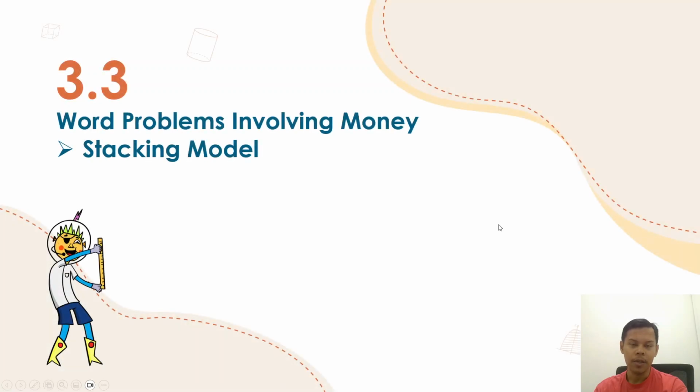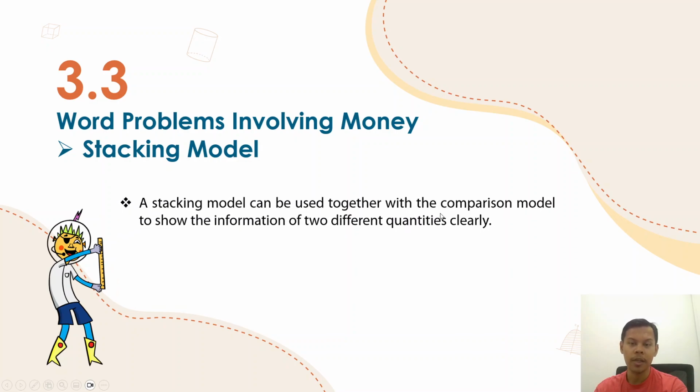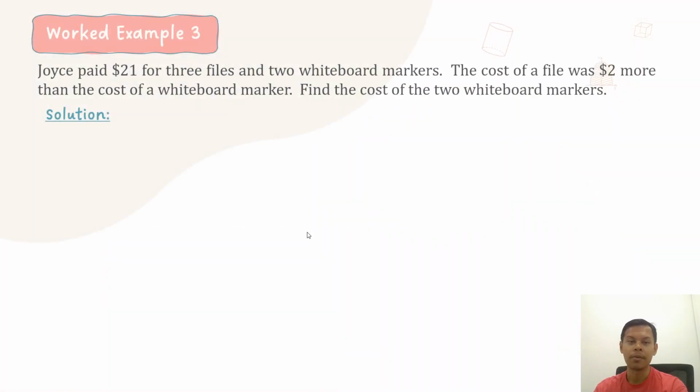Alright, next one, the last part that we are going to learn, which is the stacking model. A stacking model can be used together with the comparison model to show the information of two different quantities clearly. Alright, let's read the example here. Joyce paid $21 for 3 files and 2 whiteboard marker. The cost of a file was $2 more than the cost of a whiteboard marker. Find the cost of 2 whiteboard markers.